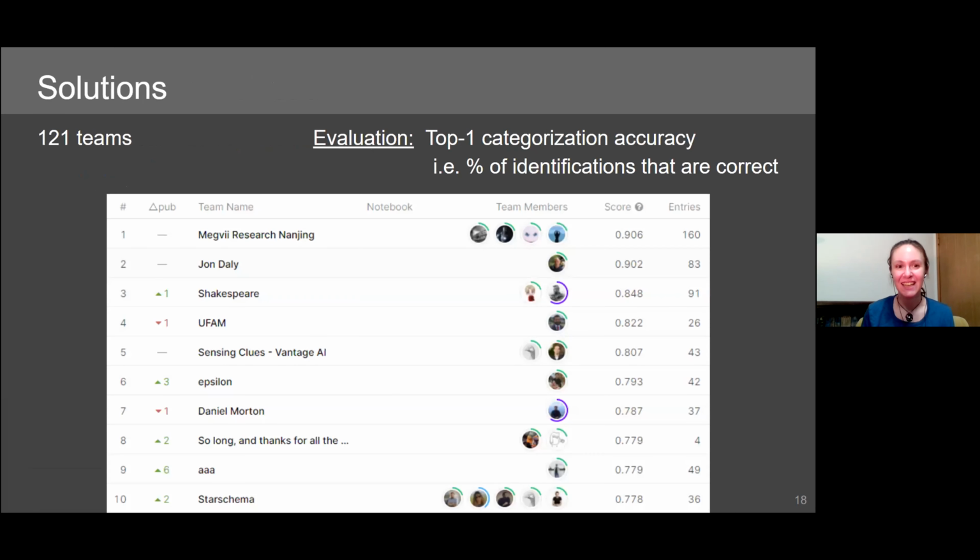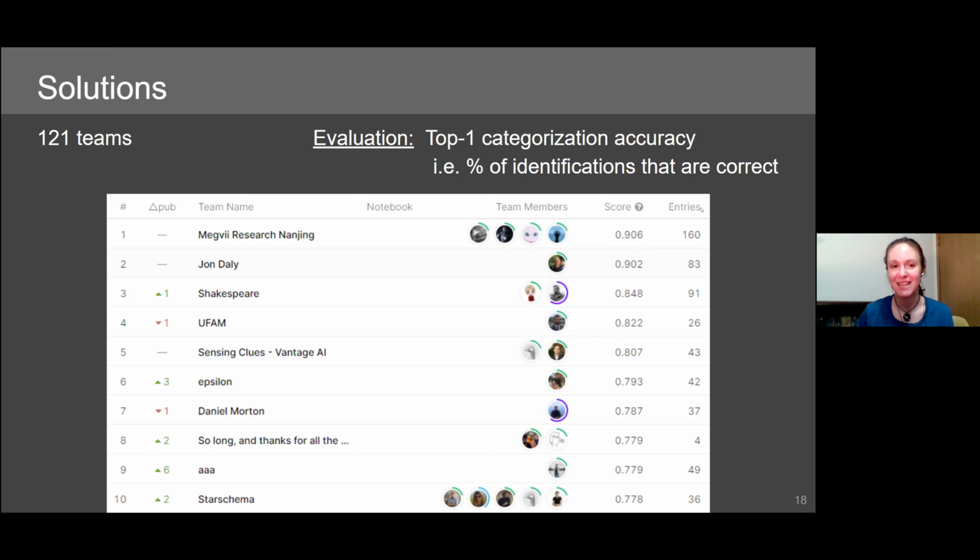Okay, so there were 121 teams that entered the competition. They were evaluated on top 1 categorization accuracy. So that's their score over here, the percentage of correct identification. Each image was associated with one identification, or class ID, or species, or whatever you want to call it. For each image, they submitted one identification, and the percentage of those identifications that was correct was their score. They didn't have to give a probability associated with their identification.